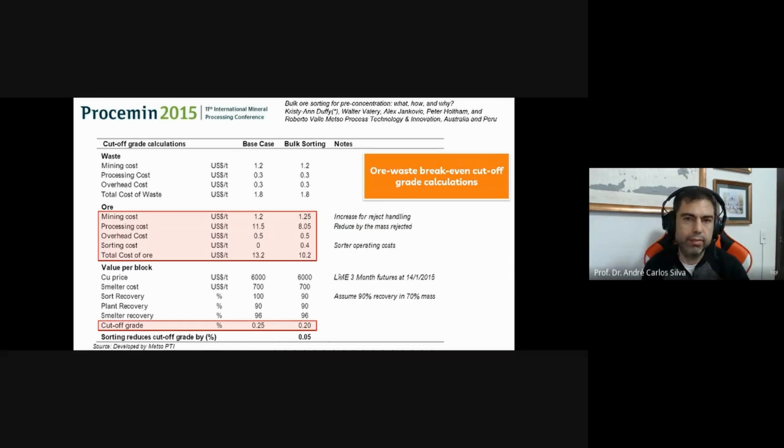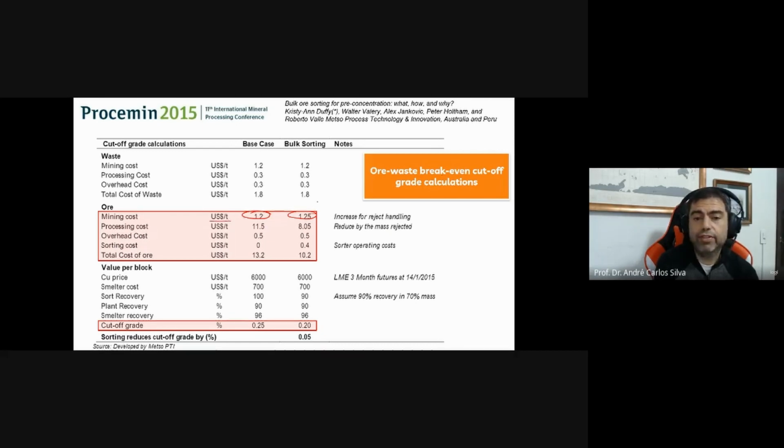And they perform some calculations. As you can see on the first rows, you're not going to have any difference regarding having bulk sorting or ore sorting and not having it. But when you go to the ore right below, you have mining costs being reduced. Here, just by a little bit, 0.05%, but definitely we're talking about 5 cents per ton.